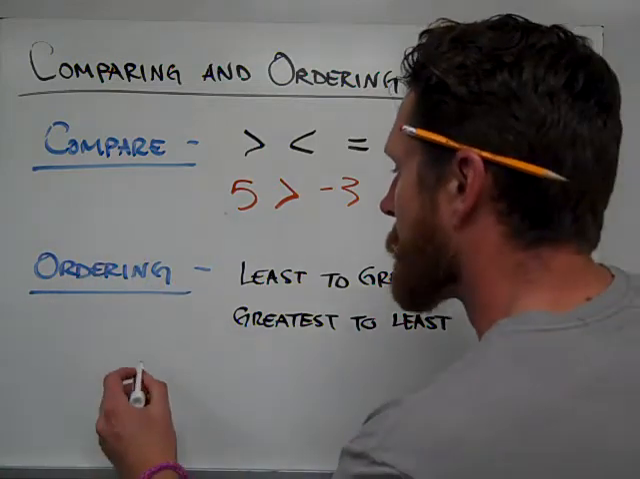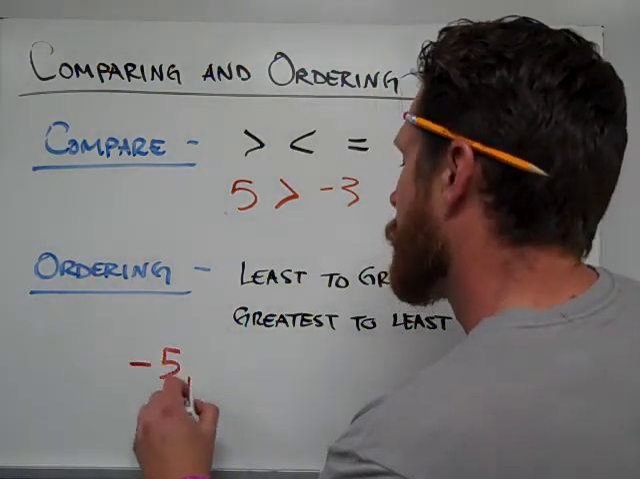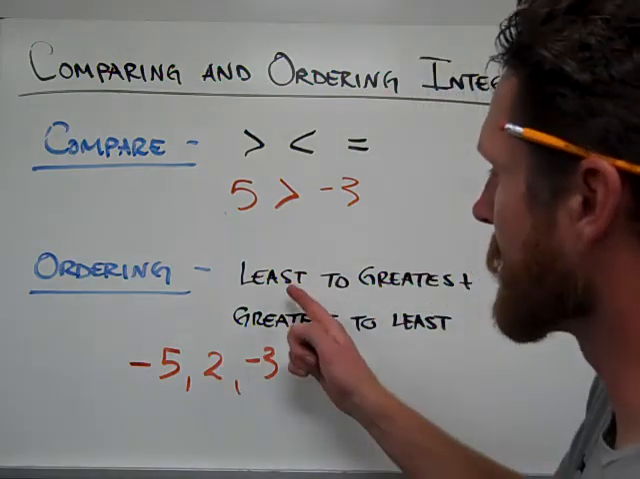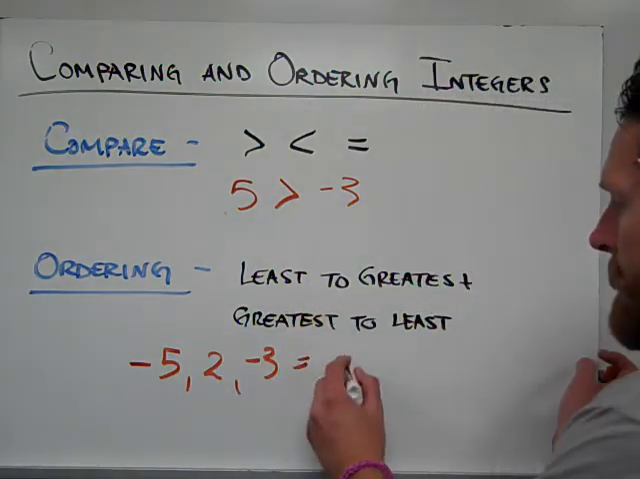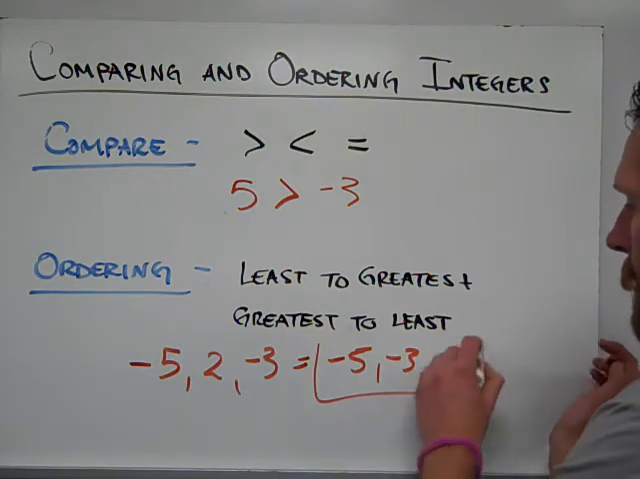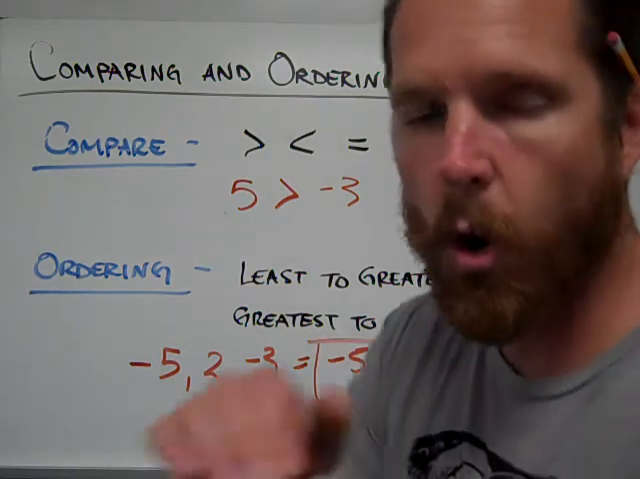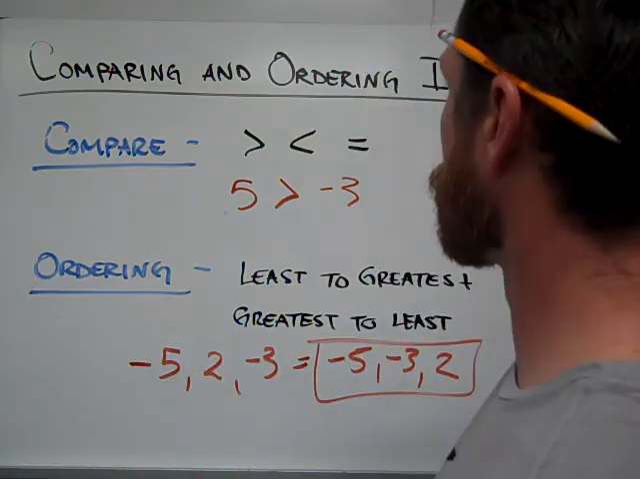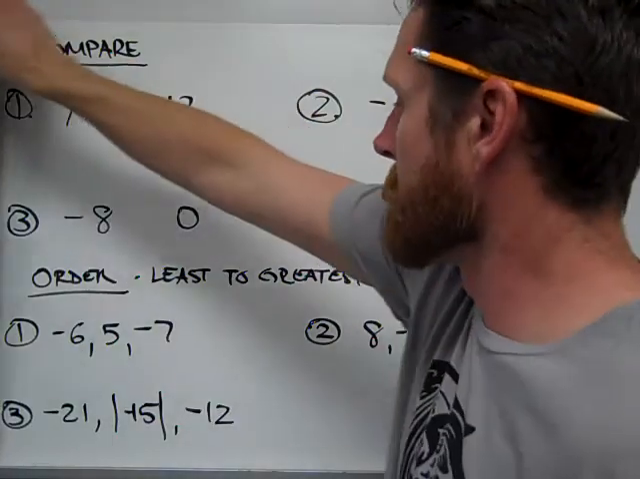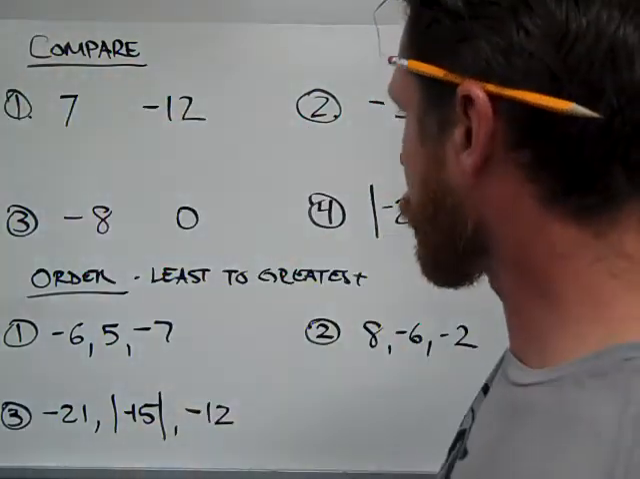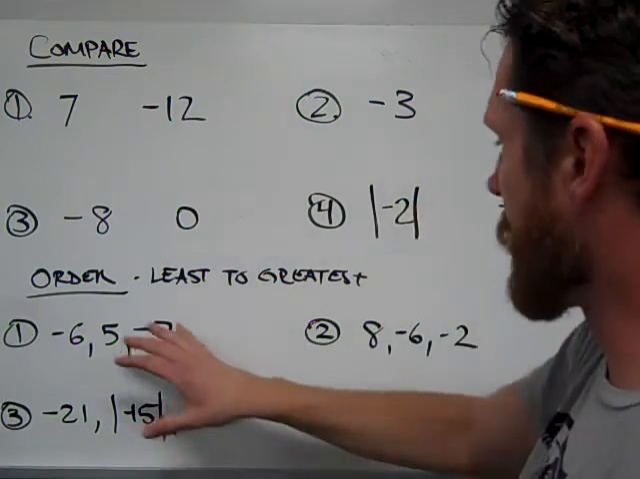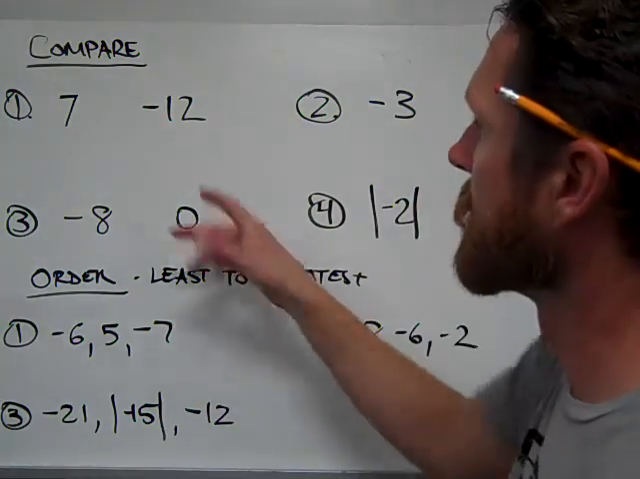So you have a list of numbers like negative 5, negative 3, and 2, and you're going to order them from least to greatest. Least is negative 5, negative 3, and then positive 2. So it's just a list, ordering them least to greatest. You've done comparing and ordering before. Should be fairly simple. First thing we're going to do is compare these four problems here, and then we'll order these two problems.